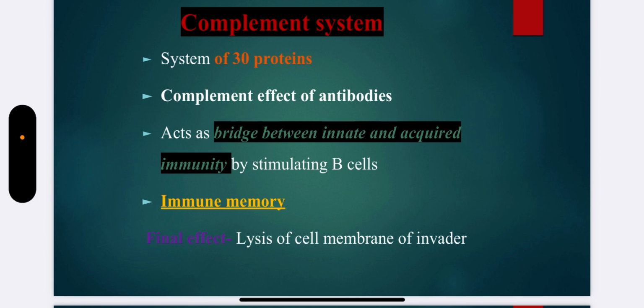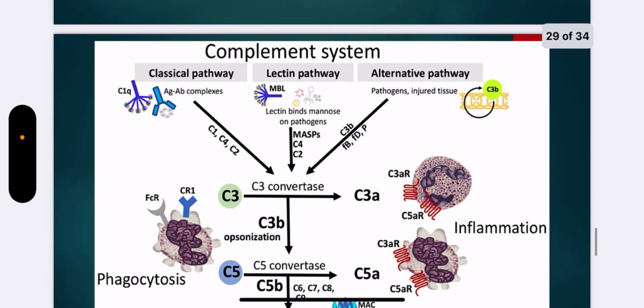by stimulating the B cells. And this system is very much helpful in the immune memory. So the final effect is to lyse the cell membrane of the invader. Now there are three pathways involved in the complement system. First one is classical pathway, lectin pathway, and last one is the alternative pathway.